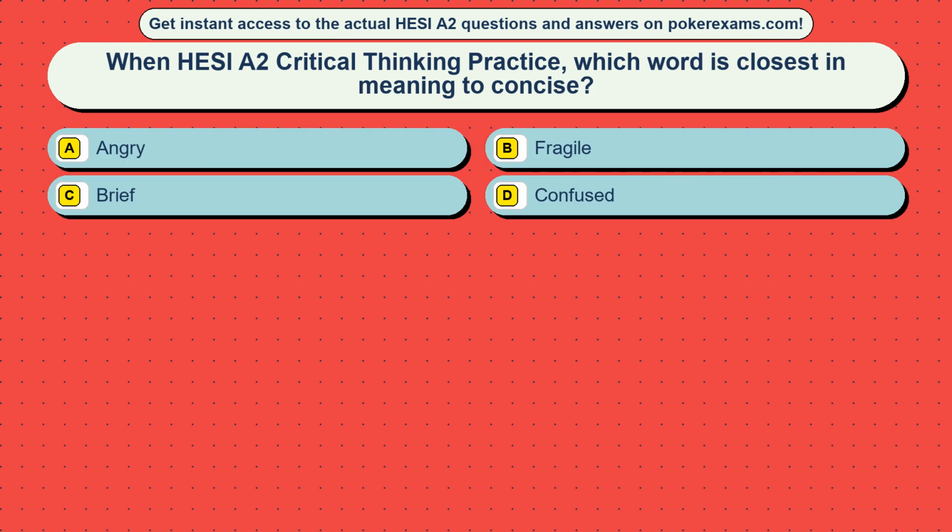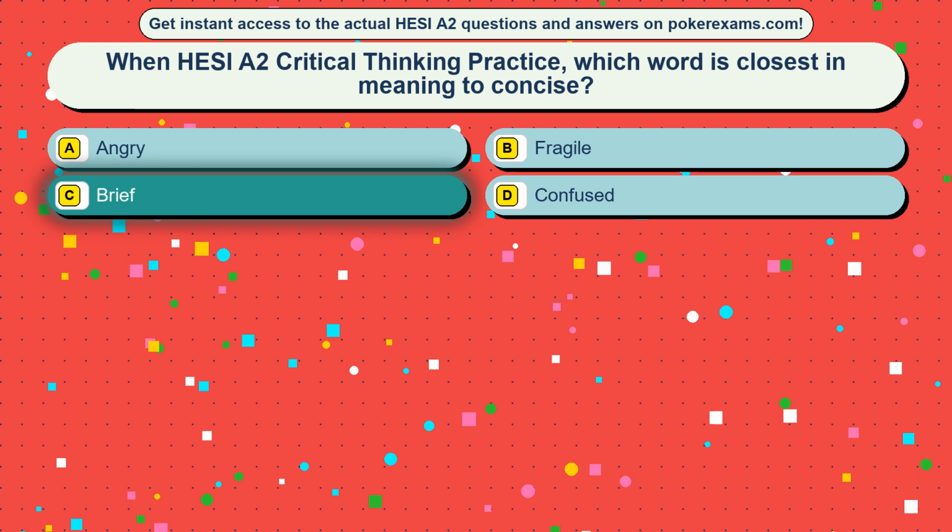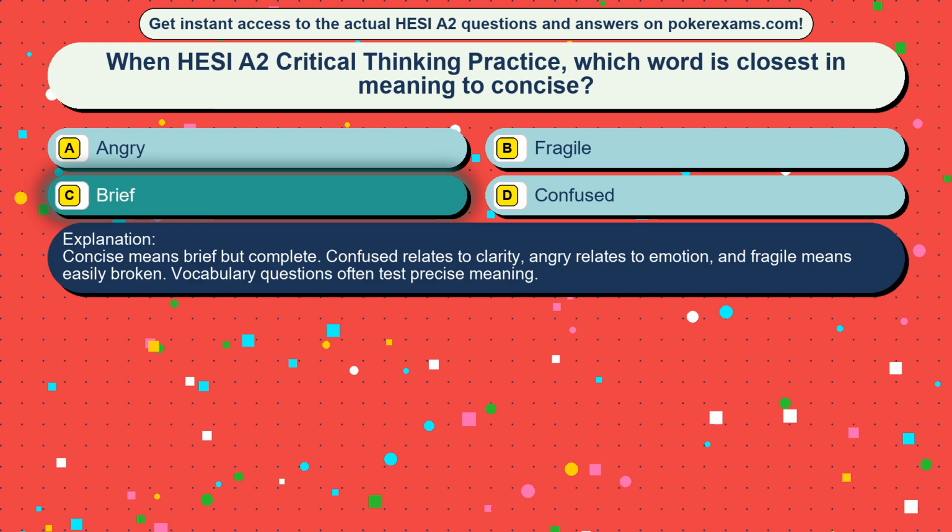Question 19. When HESI A2 critical thinking practice, which word is closest in meaning to concise? Option A, angry. Option B, fragile. Option C, brief. Option D, confused. The correct answer is option C, brief. Concise means brief but complete. Confused relates to clarity, angry relates to emotion, and fragile means easily broken. Vocabulary questions often test precise meaning.